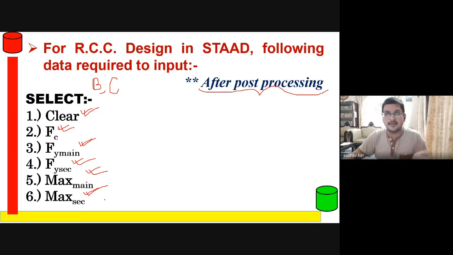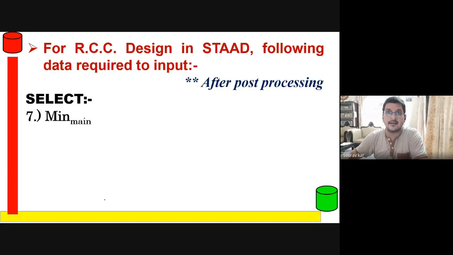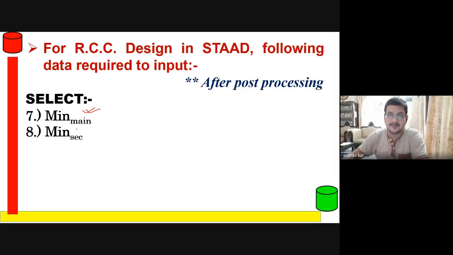First, I am listing it down, then I will show you in the STAAD. So max main, maximum diameter of main reinforcement, max sec, maximum diameter of secondary reinforcement. Then we will select minimum main, that is the minimum diameter for main reinforcement. That is the lower range. And min sec, minimum diameter for secondary reinforcement. Minimum diameter for main, maximum diameter for main, minimum diameter for secondary, maximum diameter for secondary.